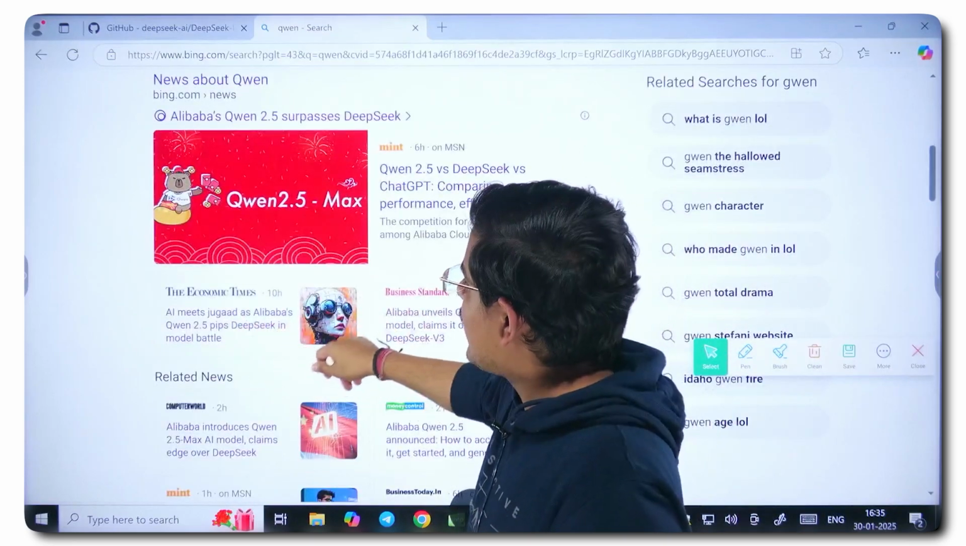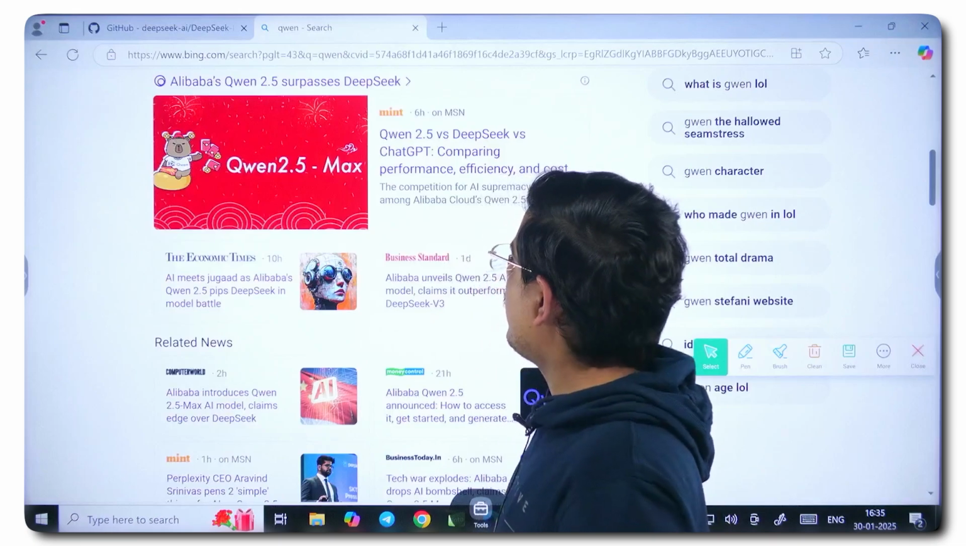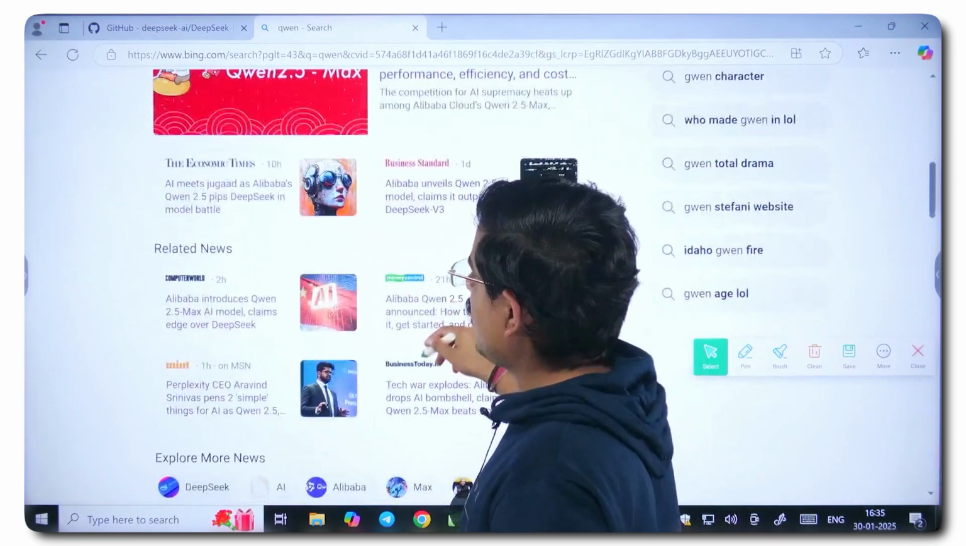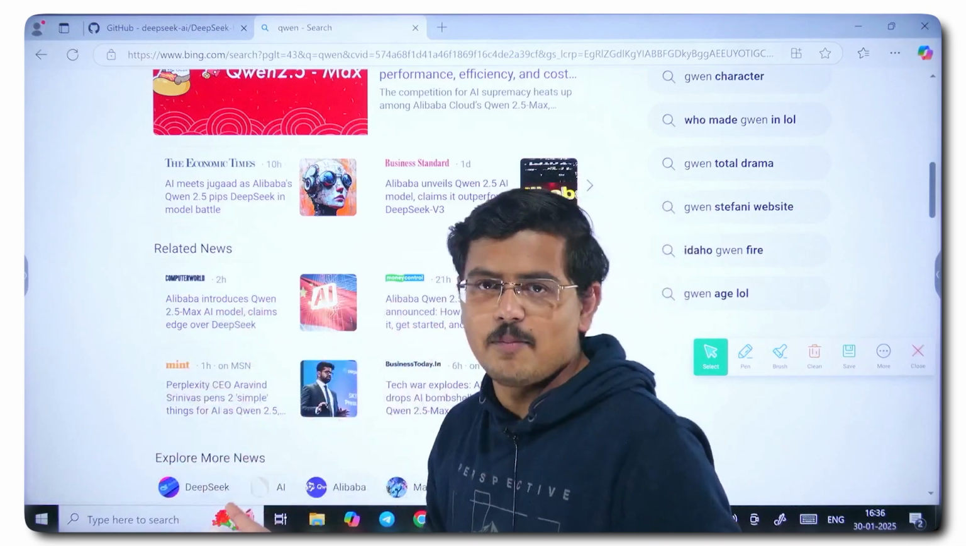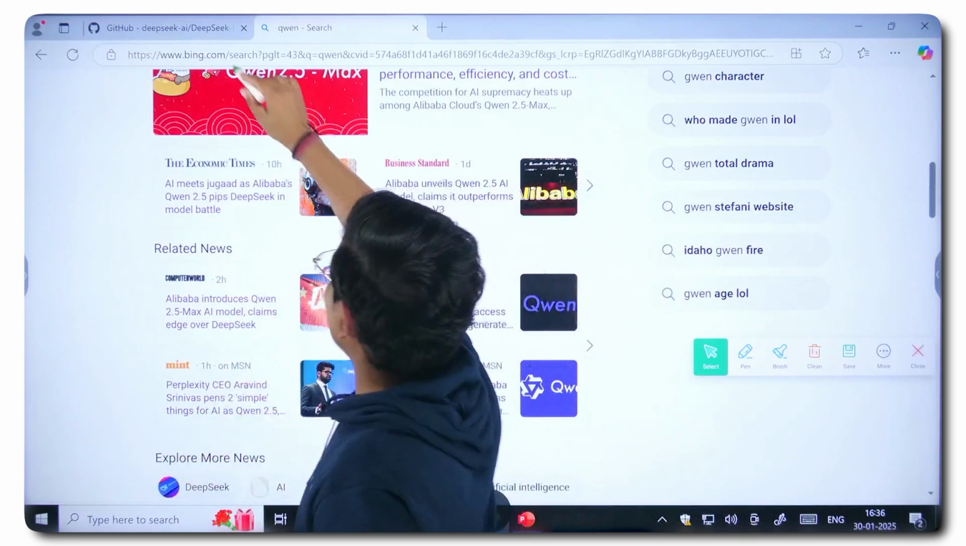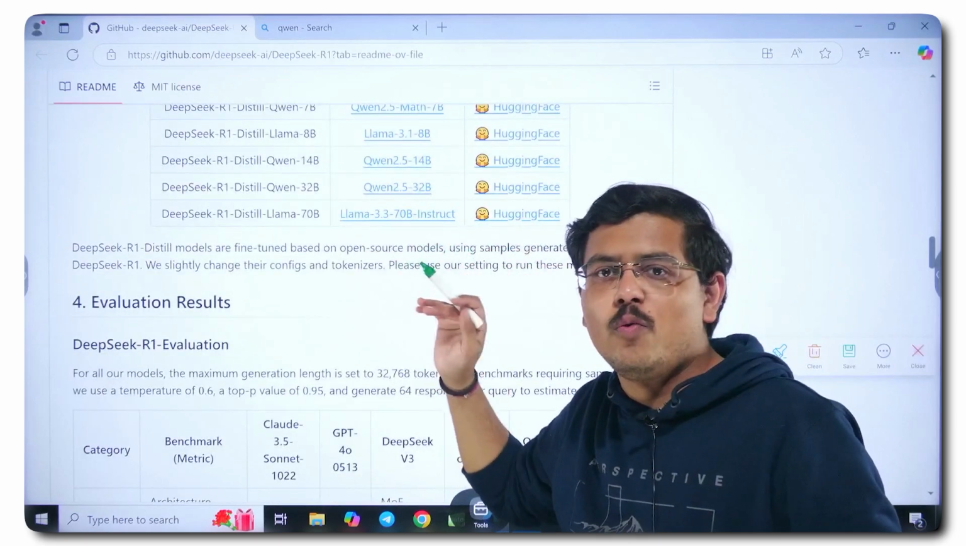See, AI meets Jugaad as Alibaba's Qwen 2.5 pips DeepSeek in model battle. Fine. So they are again back to it. They have launched Qwen 2.5 Max and they are claiming that they are better than DeepSeek. So this is constantly now a great deal, who will win this race.